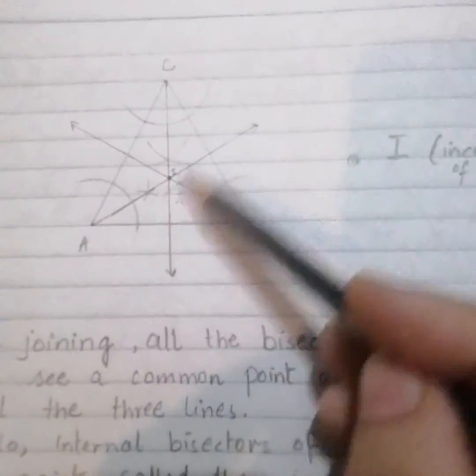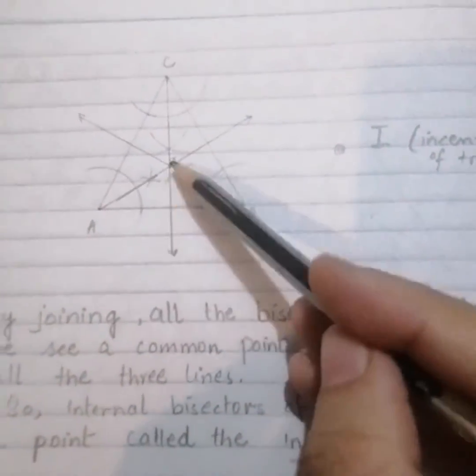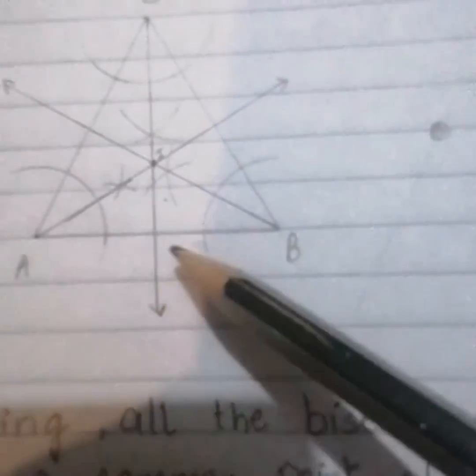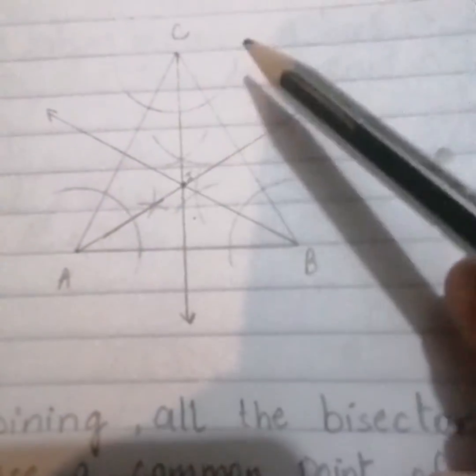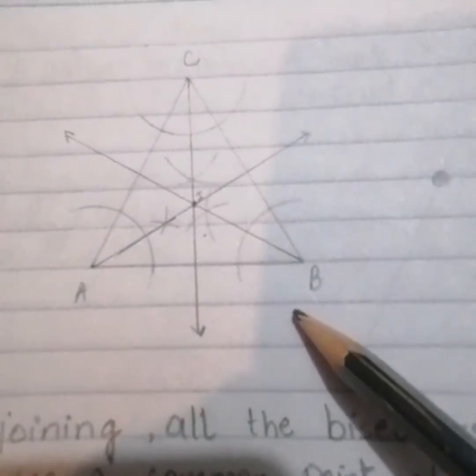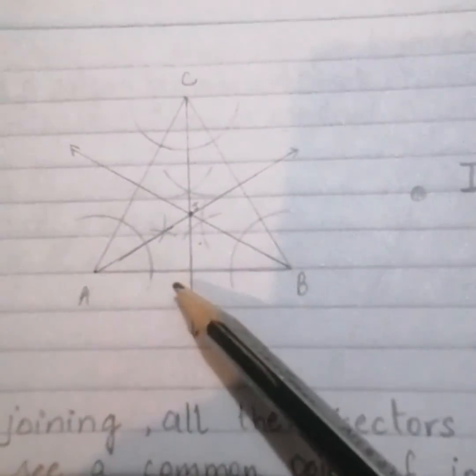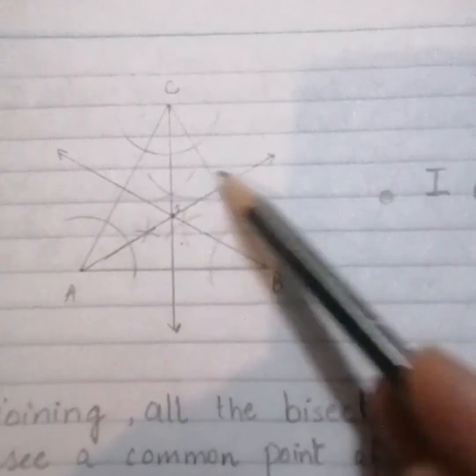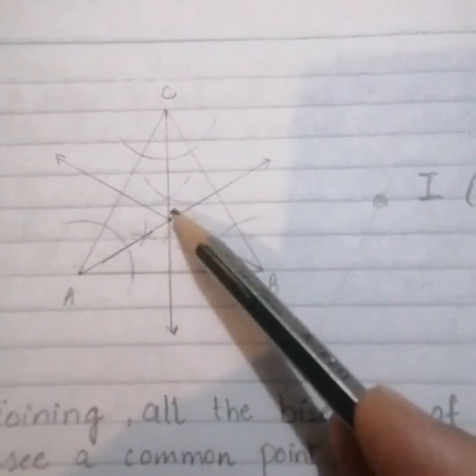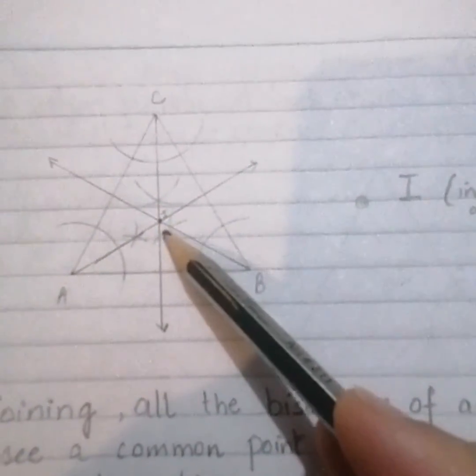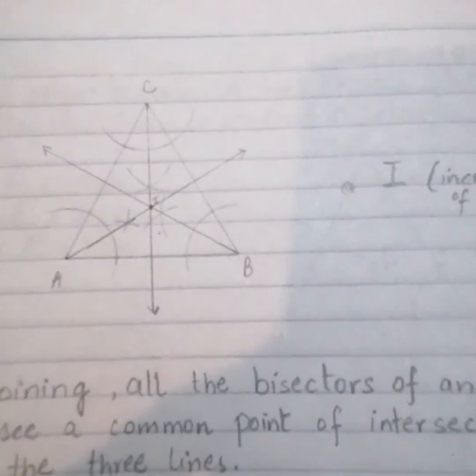That is, all the three lines meet at a single point. In this way, we have drawn the angle bisectors of a triangle, and we have proved that they are concurrent, or they are meeting at a certain point inside the triangle. Hope you have understood this concept.